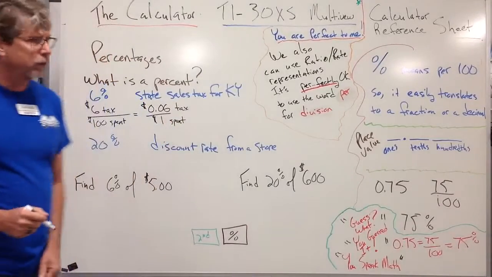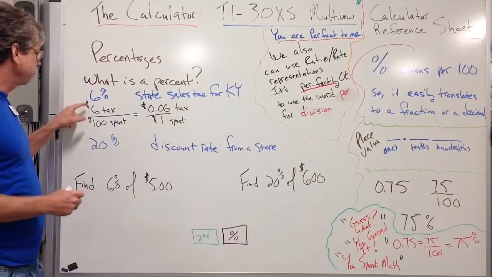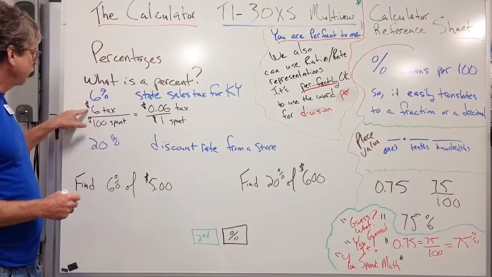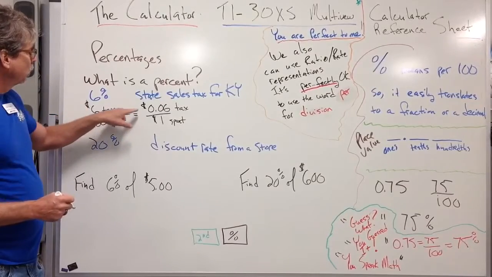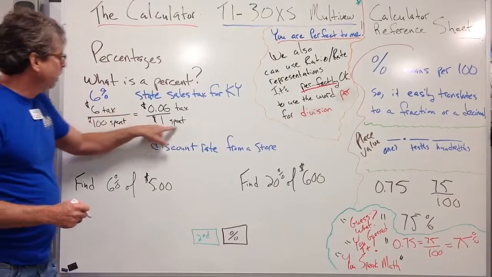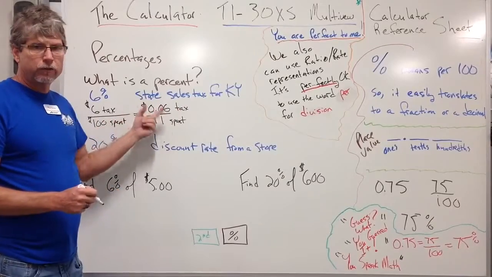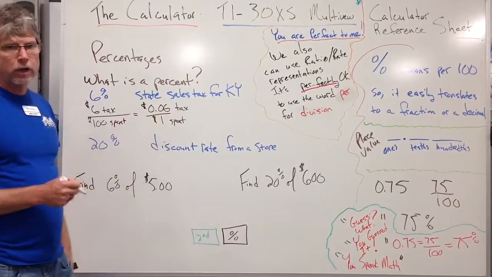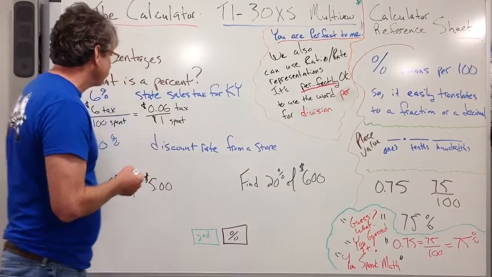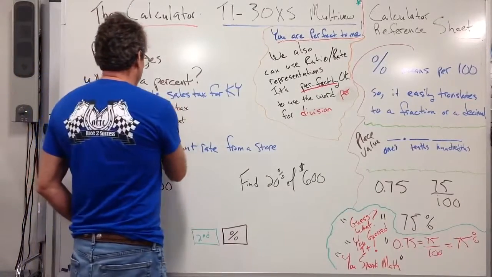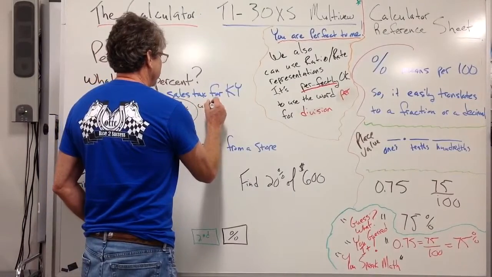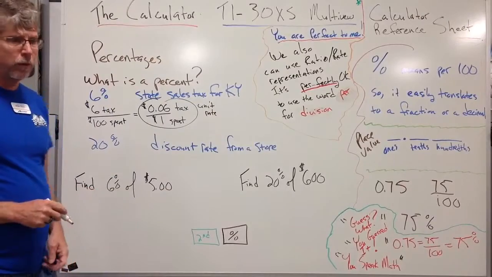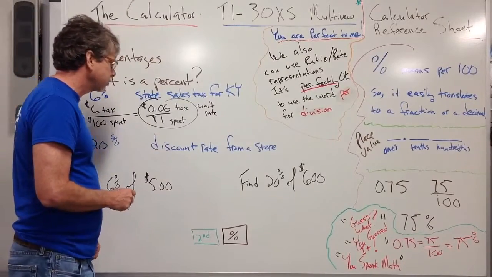So 6% can change into fractional language, or lots of times we call that a ratio as well: $6 of tax per 100. Or we also could call it a rate, a unit rate in this case, since it's per 1: 6 cents tax per $1. That one we refer to as a unit rate. But they're both correct ways of explaining 6%.